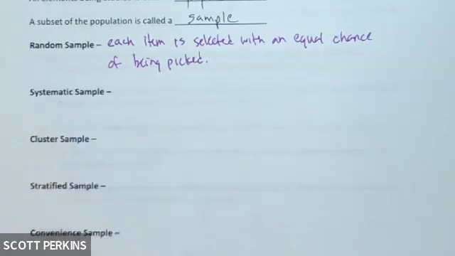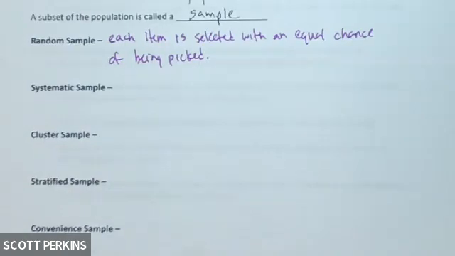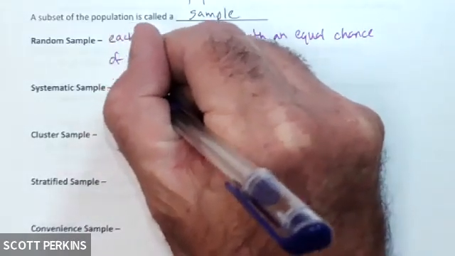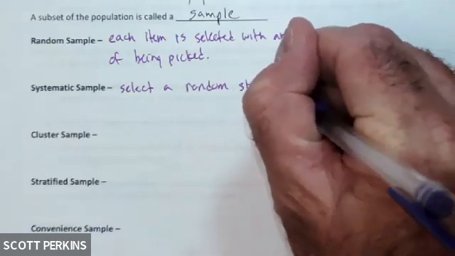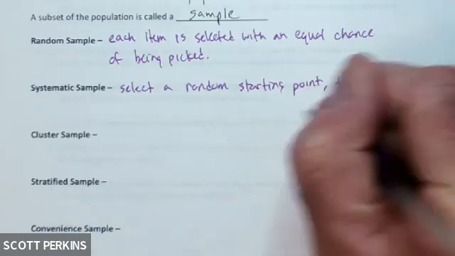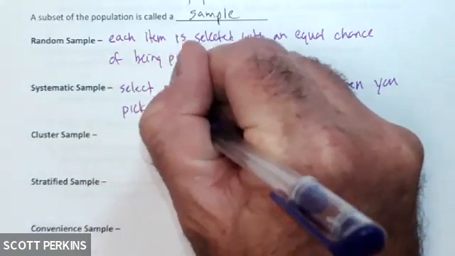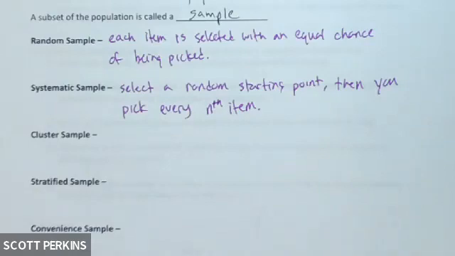The next one's called a systematic sample. What a systematic sample is, you select a random starting place, and then you select every nth item. So you decide, I'm going to pick every 10th or every 20th item. So you select a random starting place, and then you pick every nth item. That's why it's systematic. You're doing the same thing. That way, because you're doing the same thing, you're not favoring any one thing.